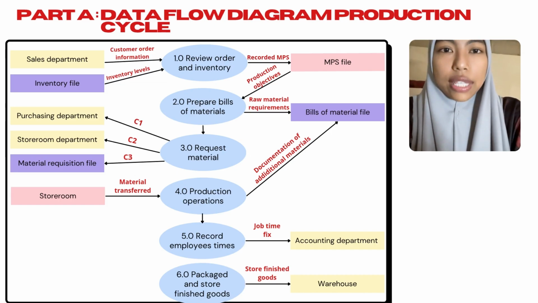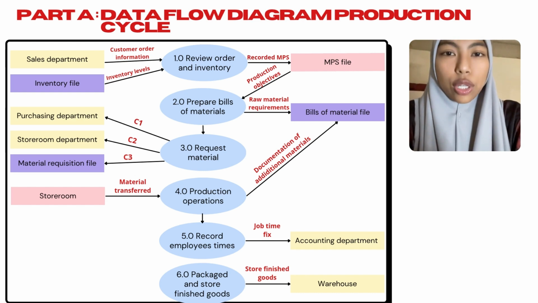The output of this process is the updated bills of material file. Updating the bills of material provides accurate information about the actual material consumed during production.